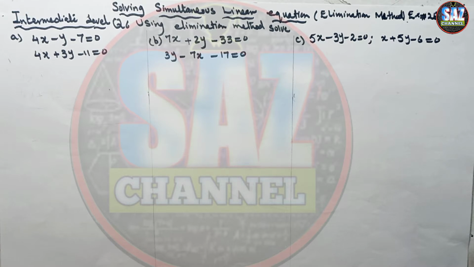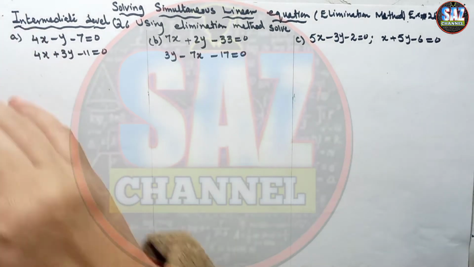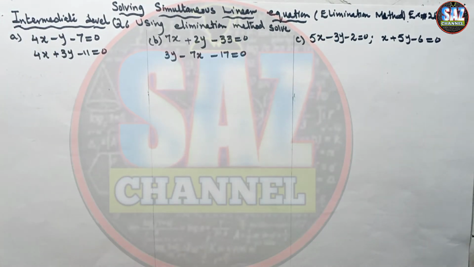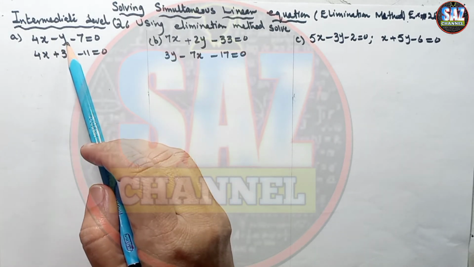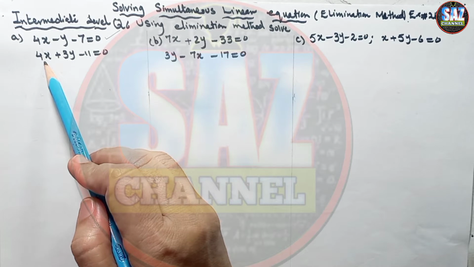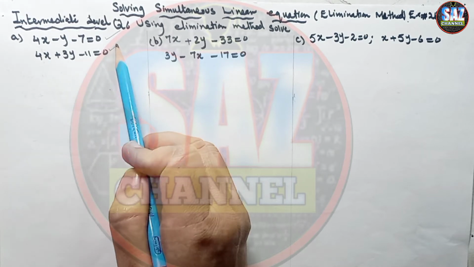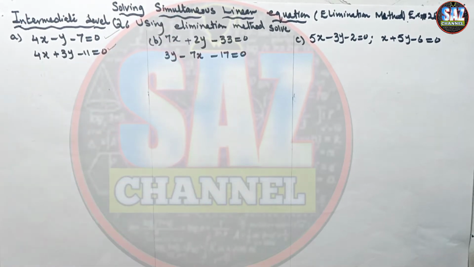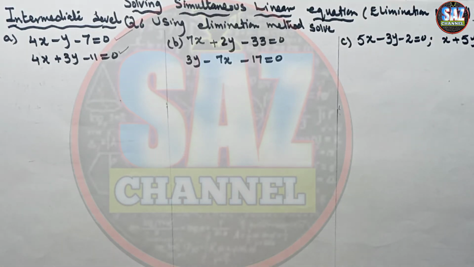Let me read the first part of the question and let me compare the question from the book. Question 6a says 4x minus y minus 7 equals 0 and 4x plus 3y minus 11 equals 0. Okay, let's go to the solution of this question. And as the question says, we have to use the elimination method.